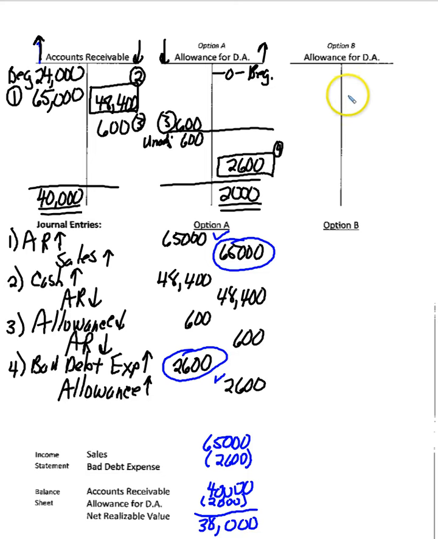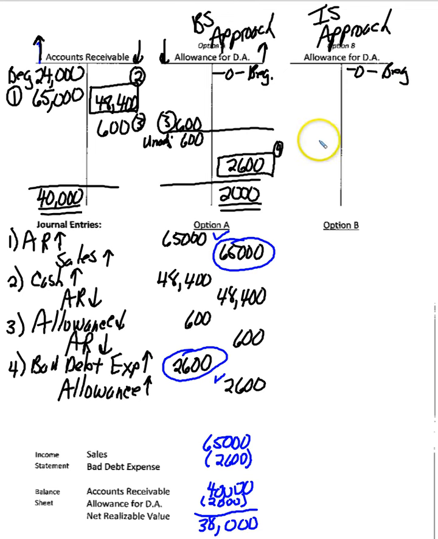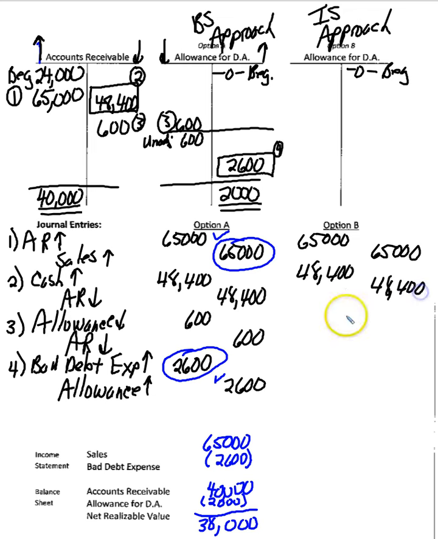Okay, so for option B, this one was the balance sheet approach. And over here, we're going to look at the income statement approach. Again, we have a 0 beginning balance. And we're going to have the same entries. Debit accounts receivable, 65,000. Credit sales, 65,000. Debit cash, credit accounts receivable, that's not going to be any different. So the first 3 journal entries are identical. And the write-off, those are going to be the same. It doesn't matter which method I use.